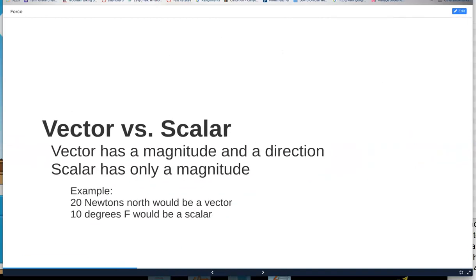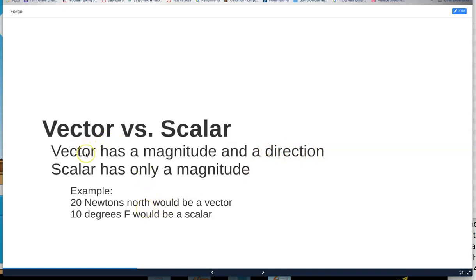So, we have two kinds of numbers. We have vectors and we have scalars. A vector, as you can see, has a magnitude and a direction. A scalar has only a magnitude. So let's look at these examples down here. 20 newtons north would be a vector. 20 newtons, that's our magnitude. That's how big the line would be on that arrow. Okay? If I had 40 newtons, it would be a longer line. If I had 10 newtons, it would be a shorter line. North, I hope you can see, that's our direction. That tells us which way it's going.